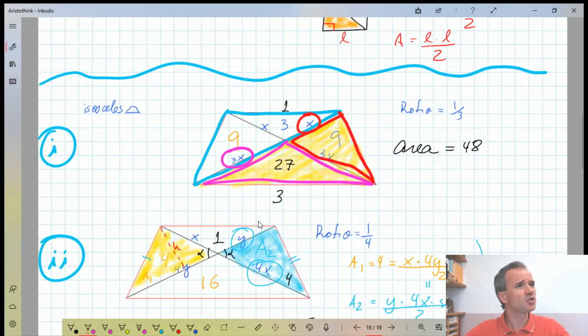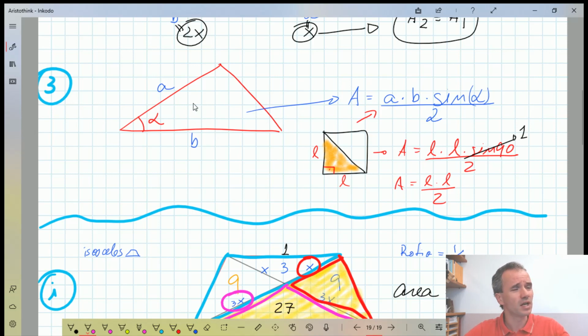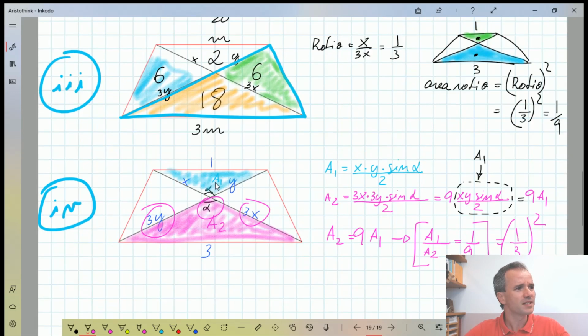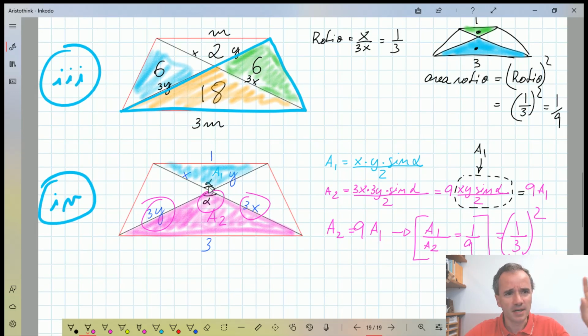Now just consider this. The area of a triangle is side times side times the sine of the angle. Now the sine of the angle is the same because the angle is the same. But now look at that multiplication here, x and y. So we just have x and y in here, and in here we have 3y and 3x. So we have a 9, you see? It is 1 to 9. And why is the ratio squared?